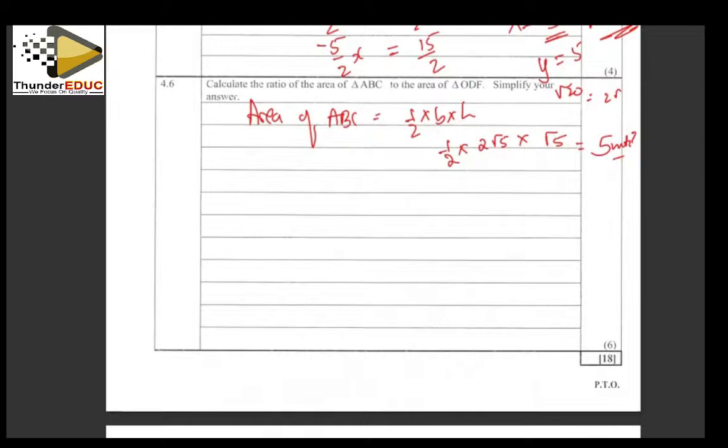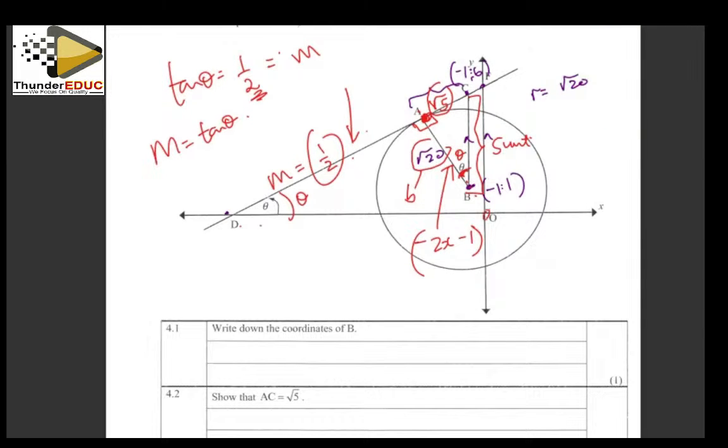Then for me to get the area of ODF, the big triangle, I need to get this distance to be my base. And then I know that my height is a 6. Since the y, no, it's not a 6. I need to find my y here, because that 6 is for the point C there.